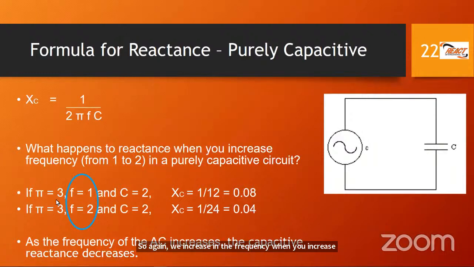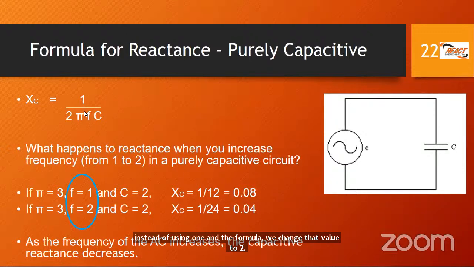As simple as that. So here we have the 2 lines. It says if frequency is equal to 1, so 2 is a constant, pi is equal to 3, and C is equal to 2, then when we do this calculation, we get capacitive reactance XC equal to 0.08. But what happens if we change F, frequency, from 1? Instead of using 1 in the formula, we change that value to 2. We're plugging in 2 instead of 1. What is XC equal to?